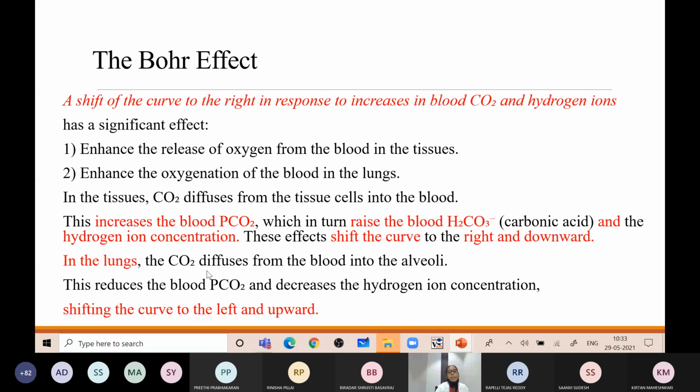In the lung, what happens? The carbon dioxide diffuses from the blood into the alveoli. So the carbon dioxide carried to the lungs for expulsion, isn't it? It diffuses from the blood into the alveoli. This reduces the blood PCO2 and decreases the hydrogen ion concentration, shifting the curve to the left and upward. That means in the lung it facilitates oxygenation of hemoglobin, binding of oxygen with the hemoglobin, whereas at the tissue level it facilitates release of oxygen to the tissue. So this is called the Bohr effect.